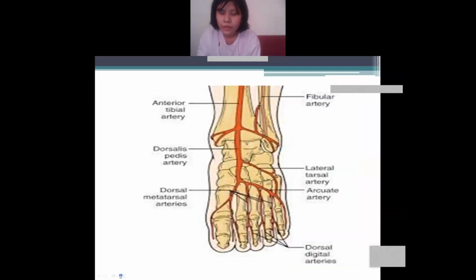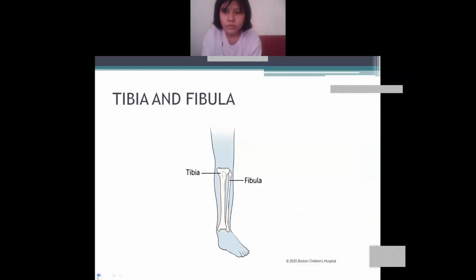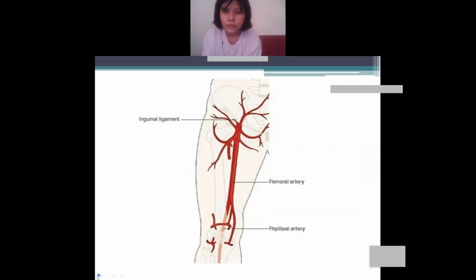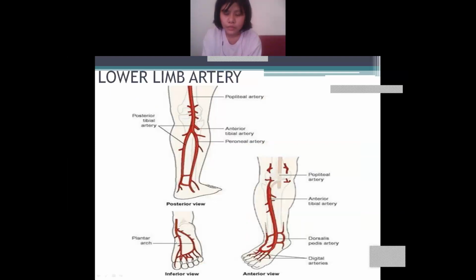This one. Means from where? From here, the arteries come and run downwards to the sole of the foot. Understand? And they form the plantar arch. Plantar arch. Wait, let me show you this one. This is the plantar arch.